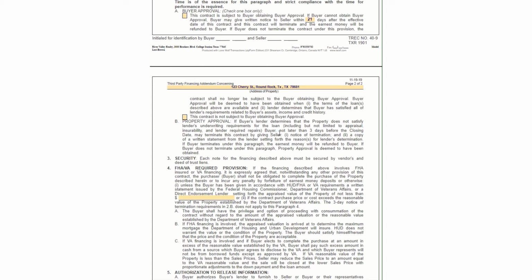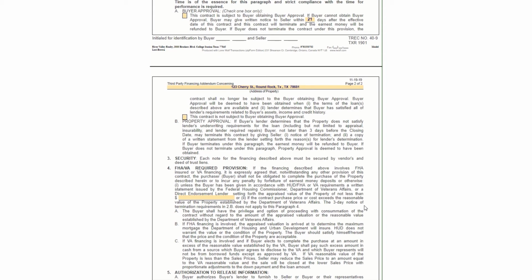Note here, the buyer has to be notified of the disapproval not later than 3 days before the closing date. May terminate this contract by giving the seller notice of termination and a copy of a written statement from the lender disapproving the loan. If buyer terminates under this paragraph, the earnest money will be refunded. And then note the next line. If a buyer does not terminate under this paragraph, property approval is deemed to have been obtained.